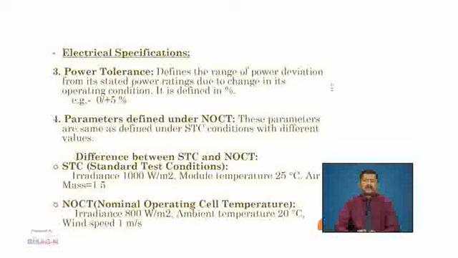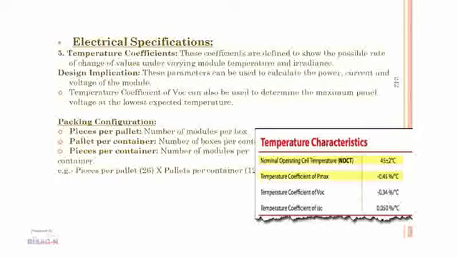Difference between STC and NOCT. STC, standard test conditions: irradiance 1000 watts per meter square, module temperature 25 degrees Celsius, air mass equal to 1.5. NOCT, normal operating cell temperature: irradiance 800 watts per meter square, ambient temperature 20 degrees Celsius, wind speed 1 meter per second. Fifth, temperature coefficients.